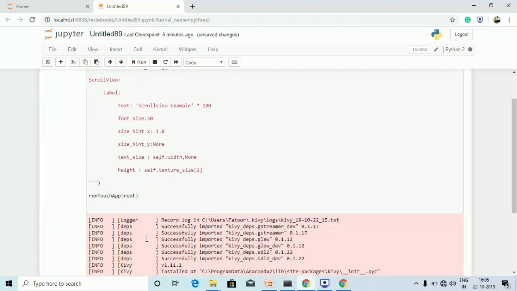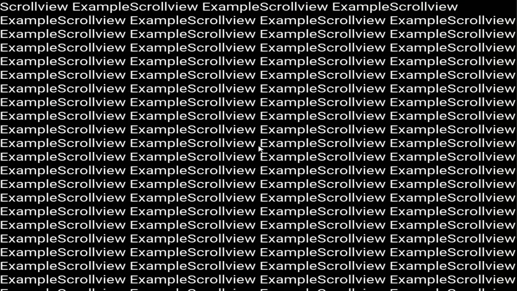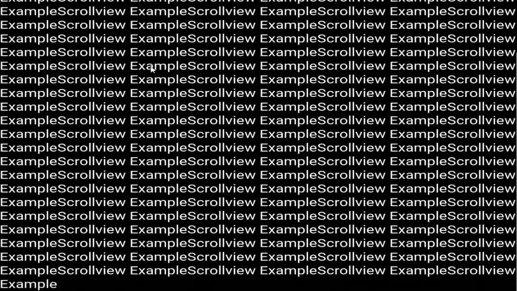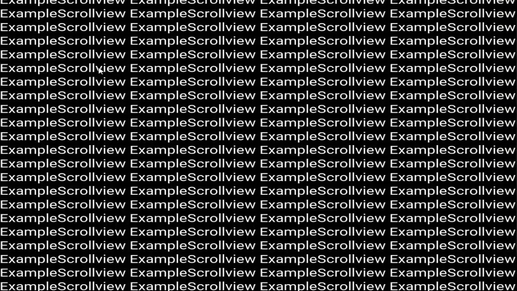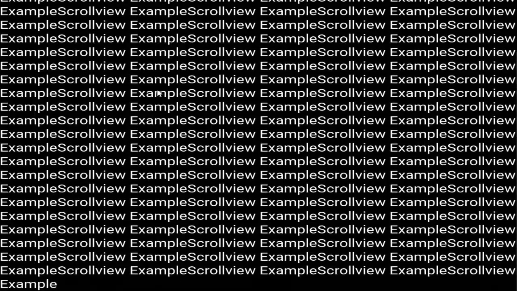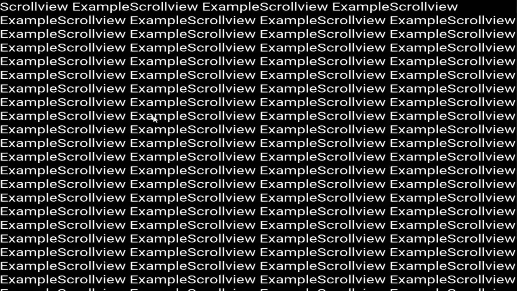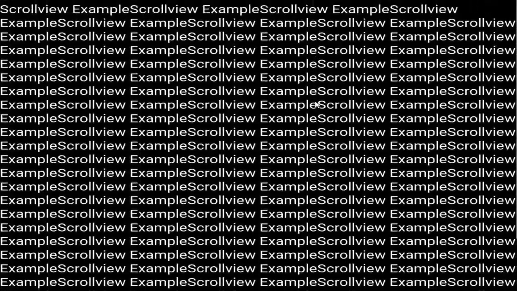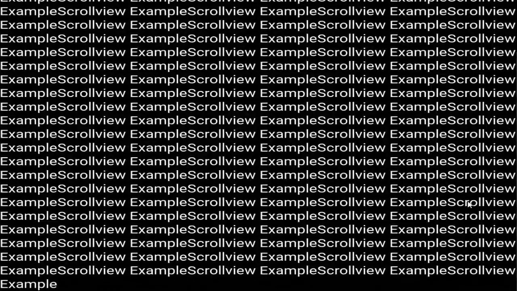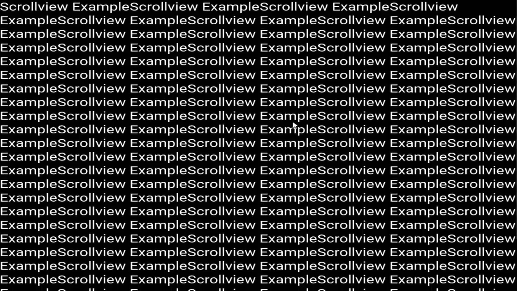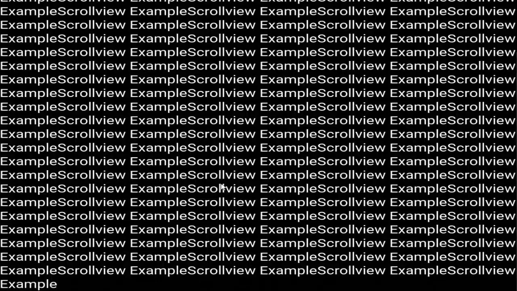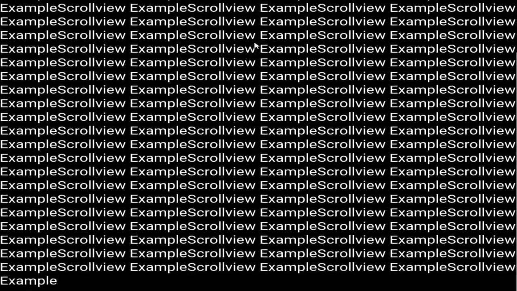Here we go. I've run the program. Okay, here we go. We got the output. As you can see, I have defined scroll view example times 100, so the 100 texts are visible right now with an example scroll view. As you can see, I can scroll down by just moving the mouse. Scroll up and scroll down. This is how we have got the output of scroll view example.